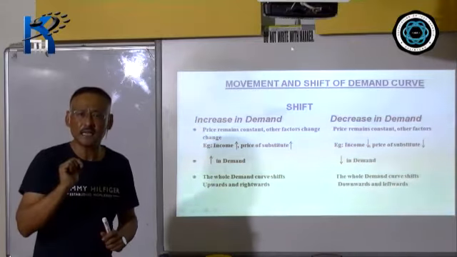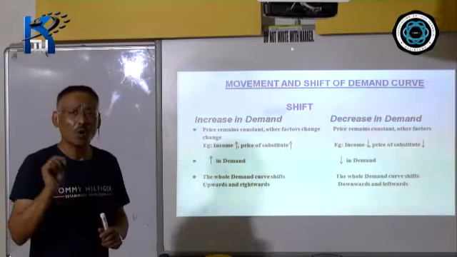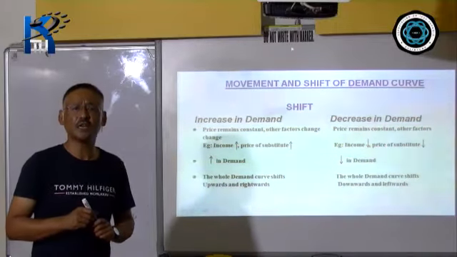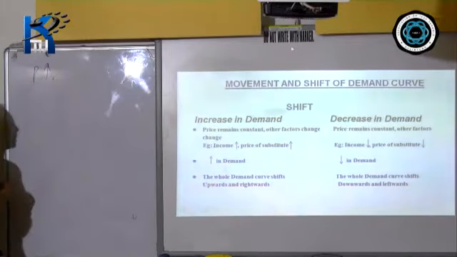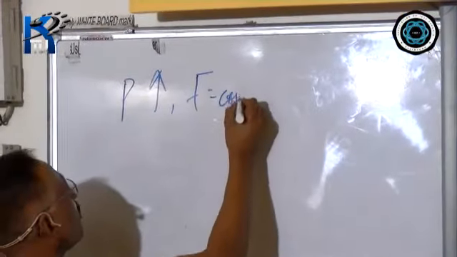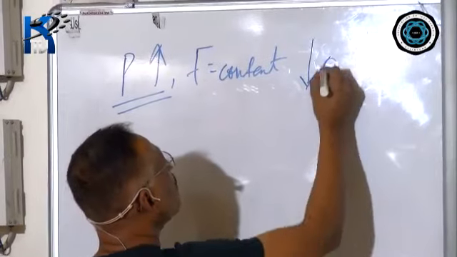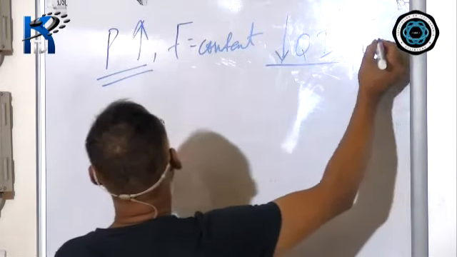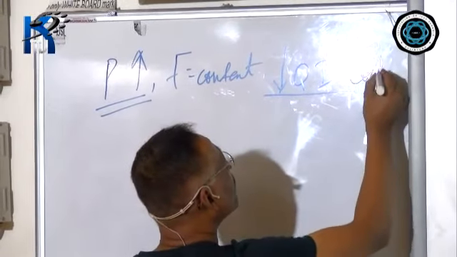When the price increases, there is movement along the same demand curve. If the price increases, what happens to the quantity demanded? It will decrease. So what is it actually? It is contraction in demand. When the price increases and other factors remain constant, obviously there is a decrease in the quantity demanded. A decrease in quantity demanded is contraction.